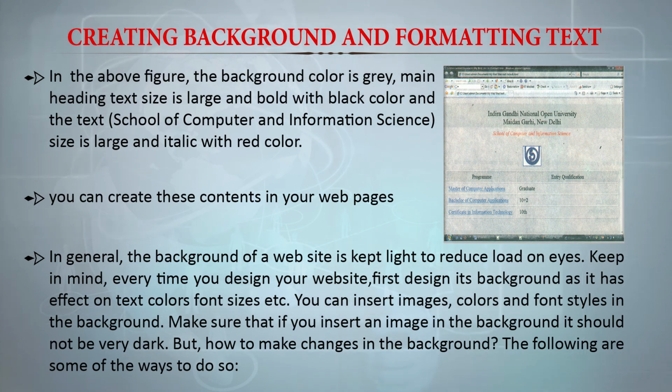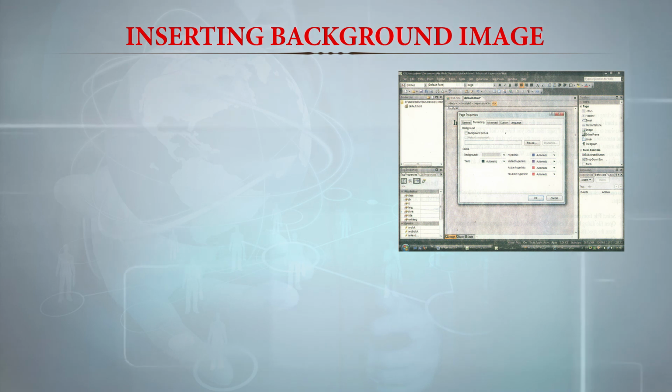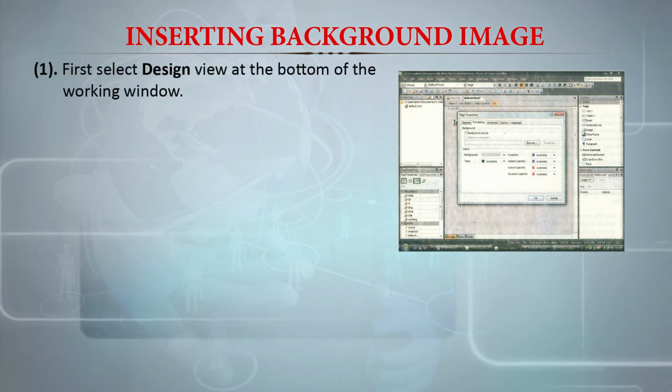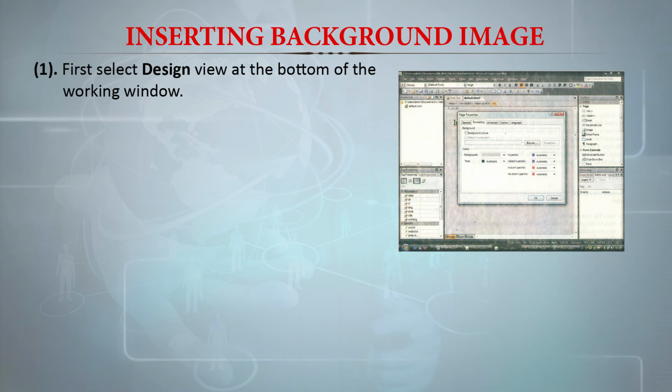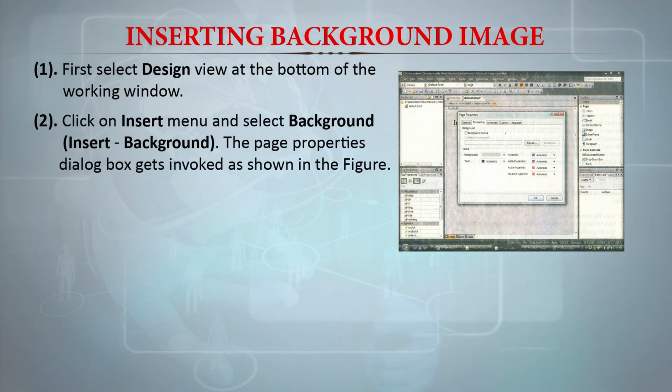But how to make changes in the background? There are several ways to do it. First thing is you insert the background image. First select the design view at the bottom of the work window. Then click on the Insert menu and select Background, and in that you have to select the particular image which you want to have as background.